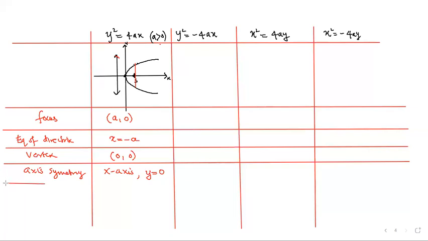Fine. Any doubt, please tell me, okay? These things you have to learn by heart. Without that you won't understand any question on parabola. Then what do you need? End points of the latus rectum.